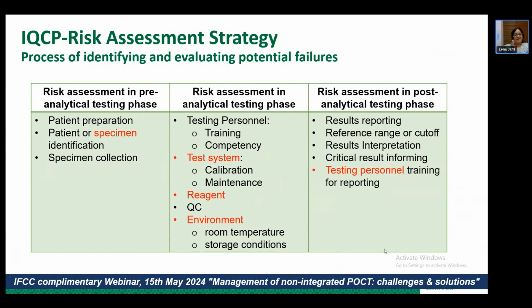You need to identify risk in all three phases of testing, from pre-analytical to analytical and post-analytical. What I've highlighted in red are the minimum five areas that you should at least take care of: the specimen, the type of specimen and whatever comes with the variability of the specimen, the test system, reagents, environment, and the testing personnel. These are the minimum five things you need to take care of whenever the risk assessment strategy is carried out. These are basically potential errors or potential failures of a non-integrated test that you are planning, before implementing it.